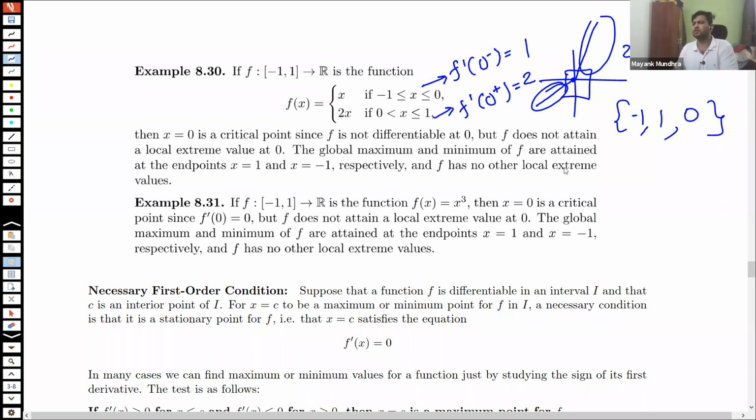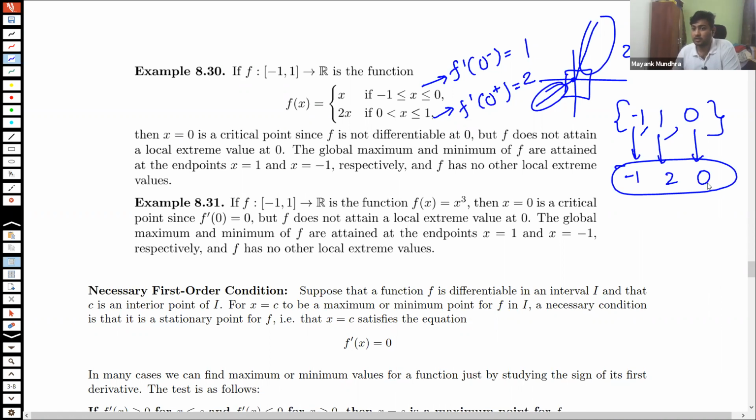Then you can just substitute the values and see which of them is giving the highest value, that is going to be the maximum. The one giving the minimum value is going to be the minimum. But here you'll see that at minus 1, the functional value is minus 1. At 1, the functional value is 2. At 0, the functional value is 0. So here I cannot be sure which is what.